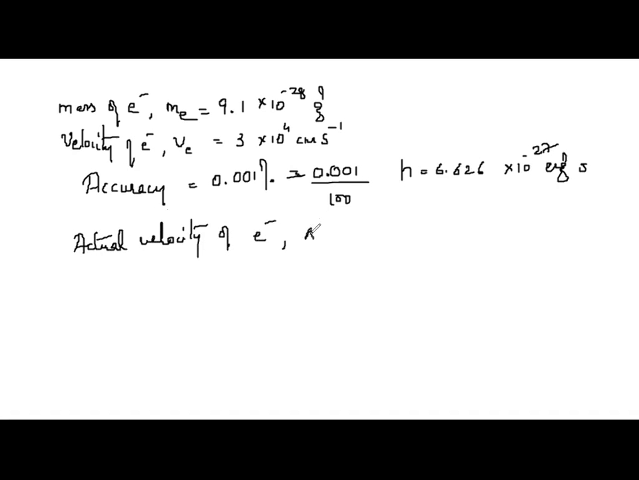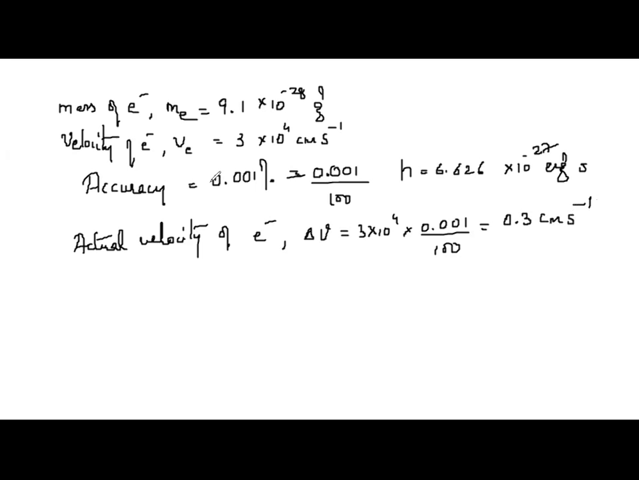Yes, delta V will be equal to what? It will be equal to the velocity of the electron into the accuracy, right? What is the velocity? 3 into 10 raised to 4. And how much accuracy is given? 0.001 divided by 100. Correct? This comes out to 10 raised to minus 3, 10 raised to minus 2, so minus 5. So this becomes 0.3 centimeter per second. That's it.